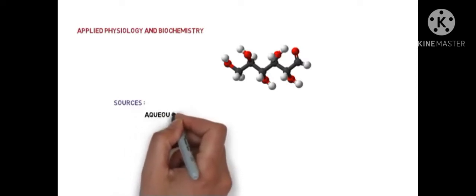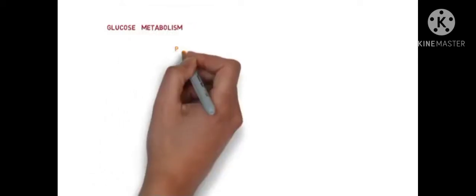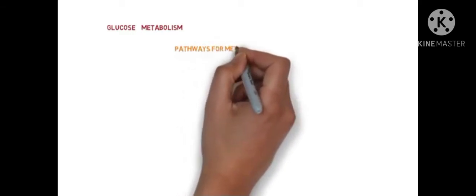So what are the sources of chemical exchanges? 90% of the nutrients are obtained from the aqueous humor and 10% from the vitreous humor. Glucose is very essential for the normal working of a lens. Then the glucose is rapidly metabolized through four pathways.